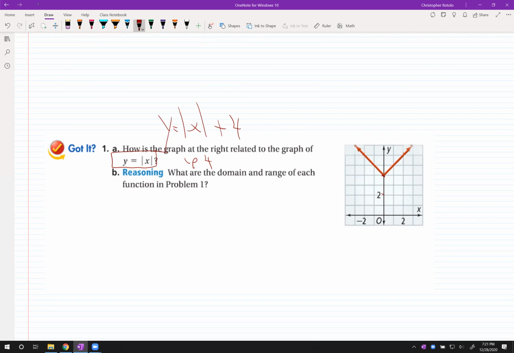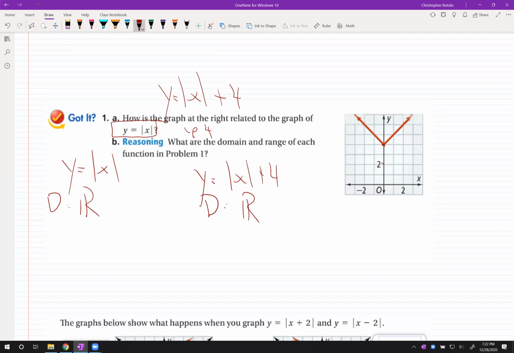What's the domain and range of each function in problem 1? Okay, so in problem 1, let's do this. y equals absolute value of x. The domain, all reals. y equals absolute value of x plus 4. Domain, all reals, right? That's going to be the same thing. What about the range? Well, they both are going to open up.